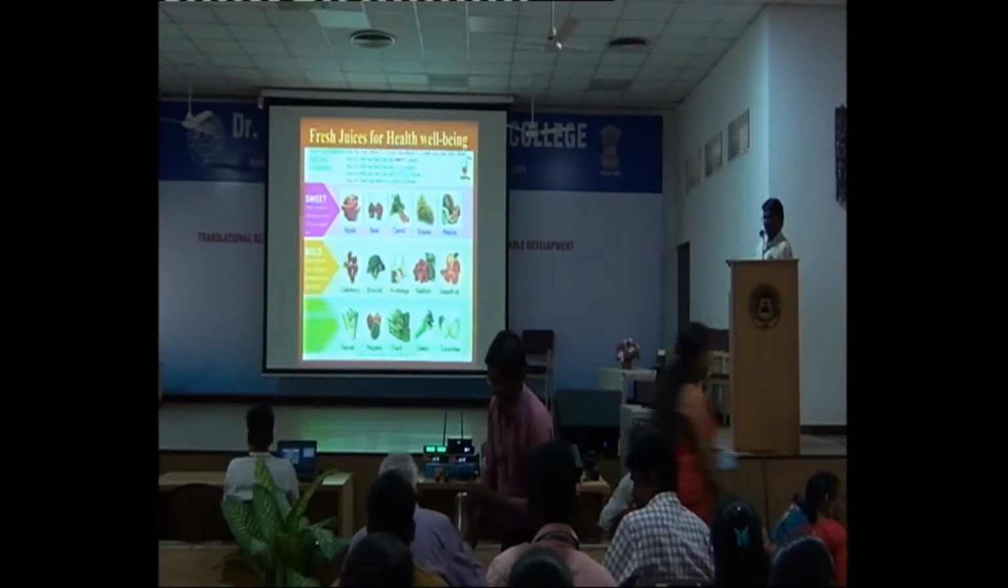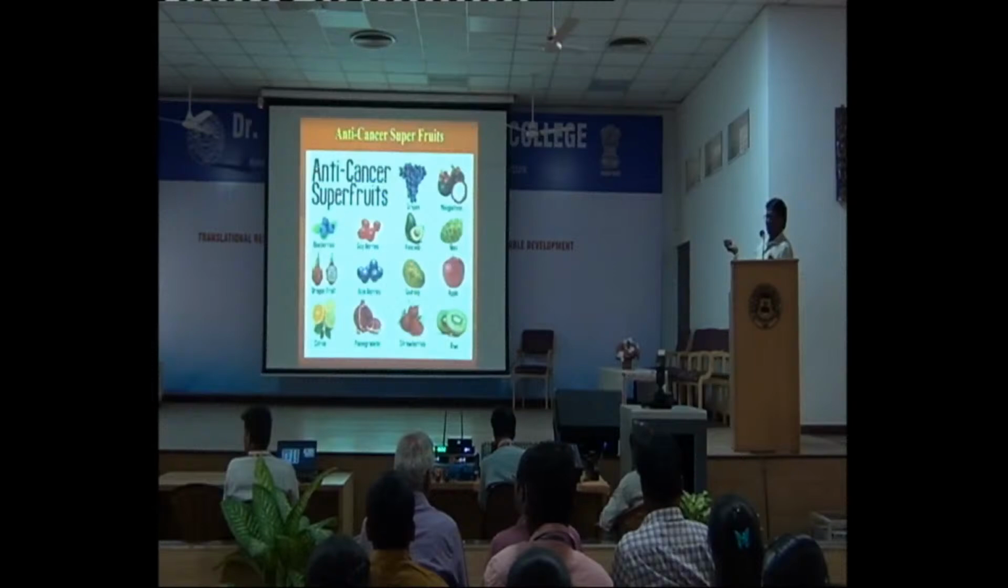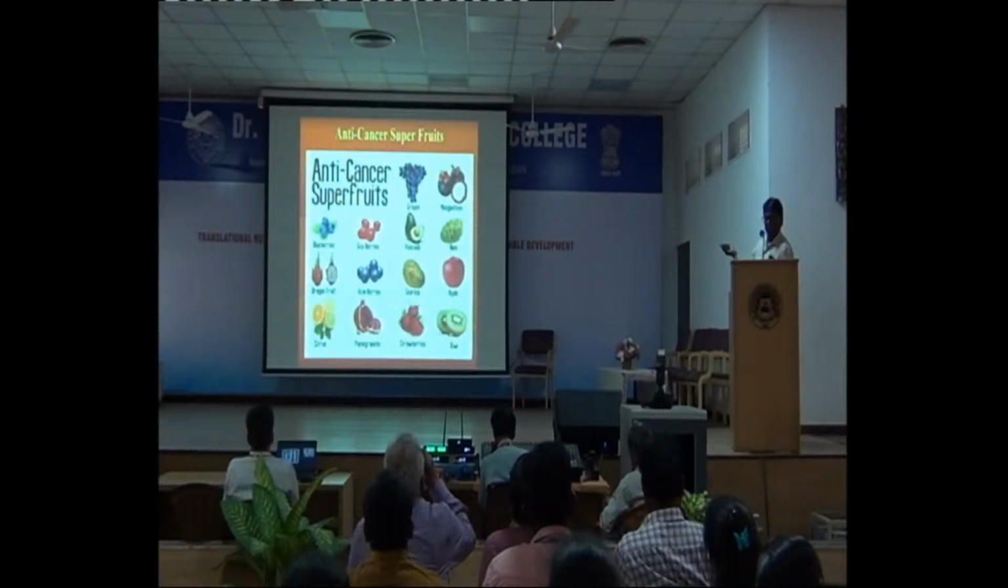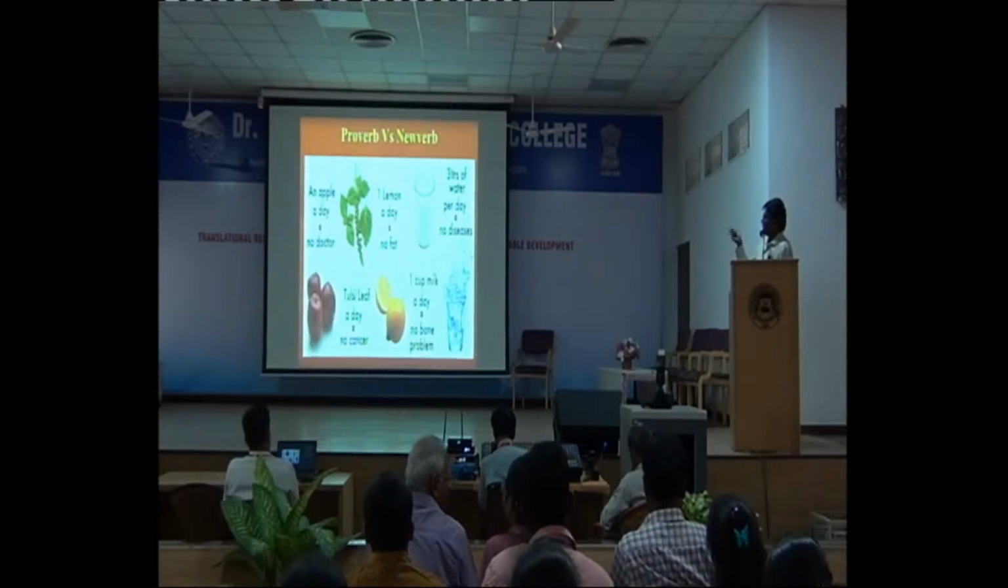So anti-cancer, many fruits have a lot of anti-cancer properties, like broccoli and soursop, cherries, berries. You can see a list of a lot of fruits and vegetables which have anti-cancer properties. Then proverb versus new herb: you can say an apple a day keeps the doctor away. Similarly, many things have been given here.